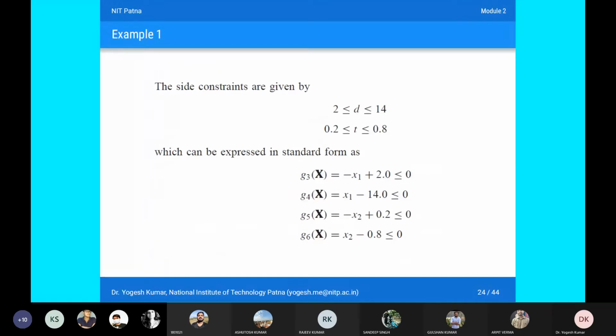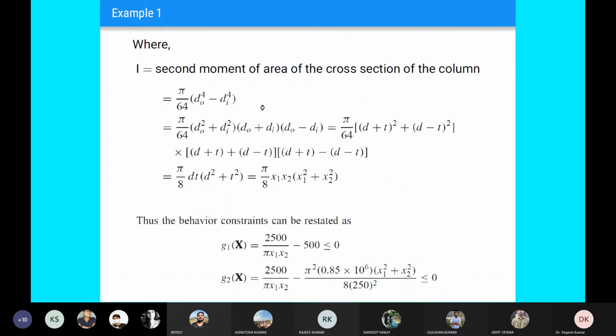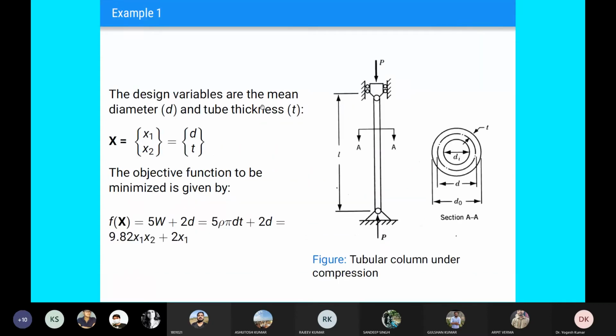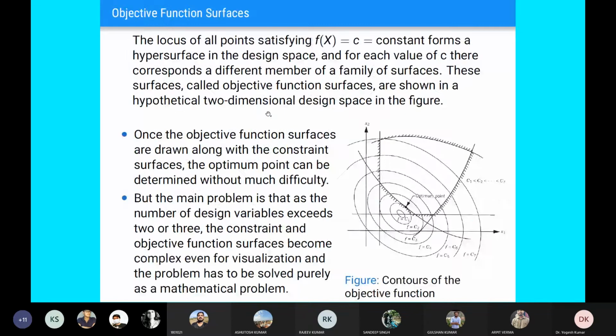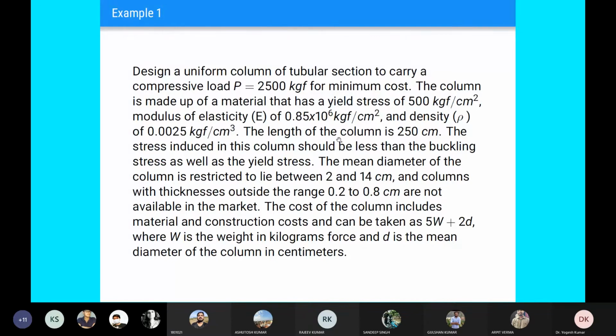So in the previous class, we took one constrained problem, one example. This was the particular example which we took in the previous class, where the objective function was to minimize the cost, material cost and construction cost.